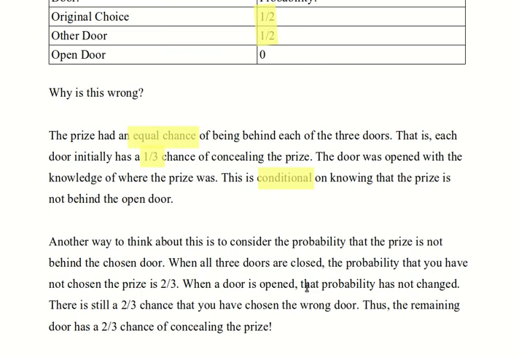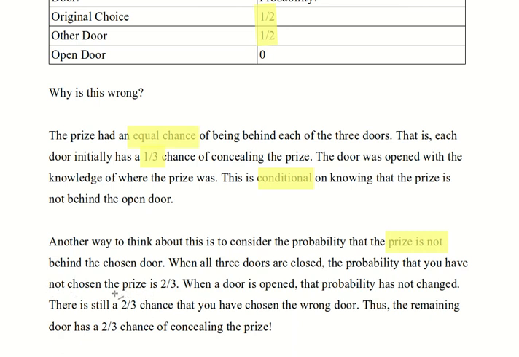Another way to think about this is to consider the probability that the prize is not behind the door you've chosen. You're hoping, and you've got a 1/3 chance that it is behind the door you've chosen. But what is the probability that it is not behind the door you've chosen? Well, again, all 3 doors are closed. The probability that you've not chosen the prize is 2/3. So let's focus on the idea that the prize is not behind the door you've chosen, and let's follow that through.